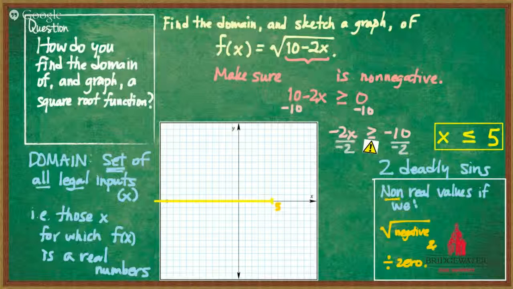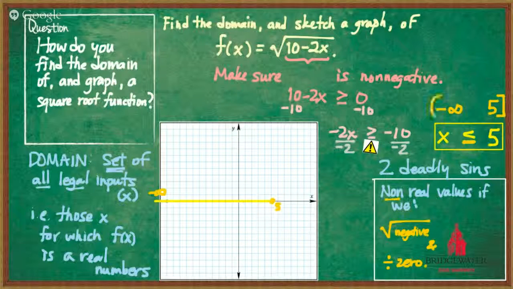That also suggests to us what interval notation might look like for this domain, because we have no leftmost extreme. Negative infinity is going to be the left endpoint of our interval. And our right-hand endpoint is 5. And we're including 5 as part of our solution because x is less than or equal to 5. So I'm going to use a square bracket on the 5 to include it, a round parenthesis on the minus infinity to exclude it. And then there's the domain of this square root function expressed in interval notation.